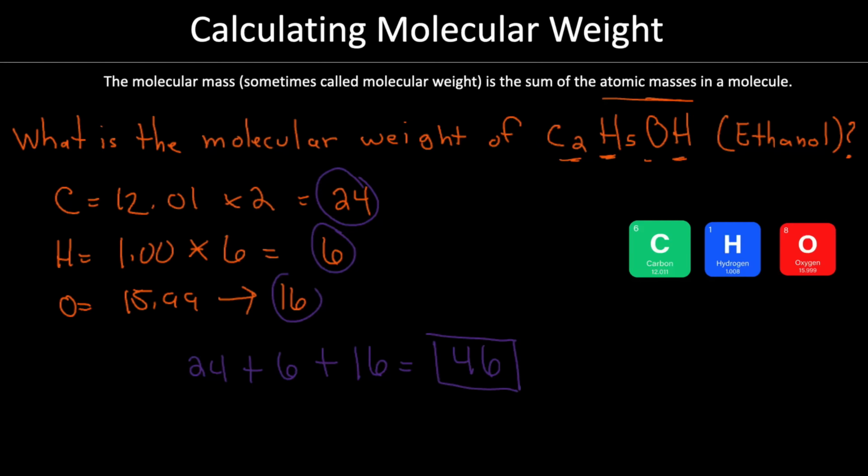Now, oxygen, we have 1 oxygen atom in this particular chemical formula. The atomic mass for oxygen is 15.99, but we're just going to go ahead and say 16. So we're going to take 24, 6, and 16, and add that together, and that'll give us the weight of 46. The molecular weight of ethanol is 46.